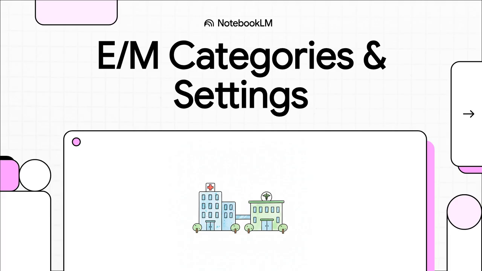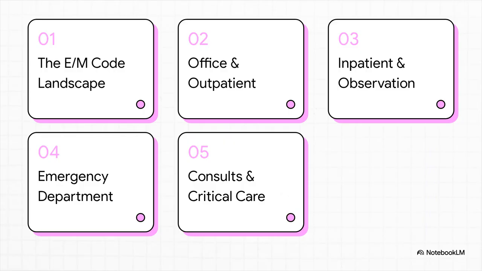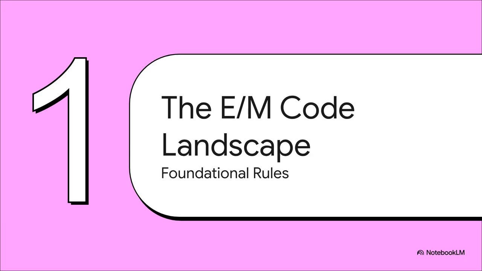Let's get into it. Here is our roadmap for this explainer. We're going from the EM code landscape to office and outpatient settings, inpatient and observation care, the emergency department, and finally, consultations and critical care. Section 1. The EM code landscape.